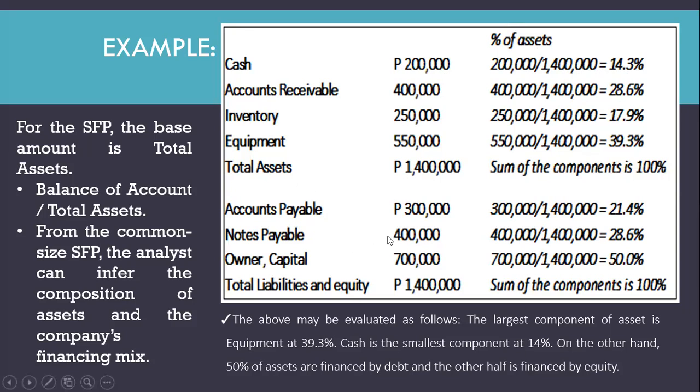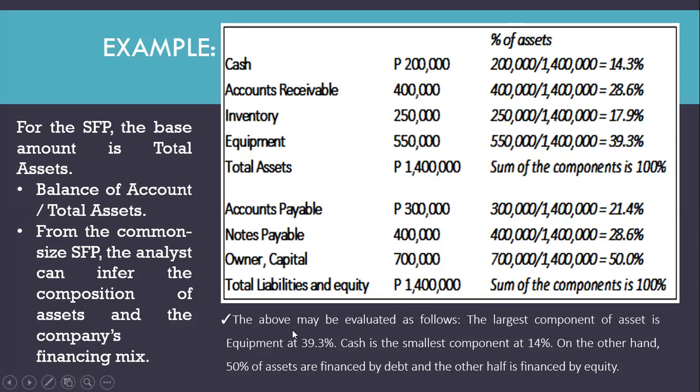Then, dito naman po sa liabilities and owner's equity, di ba? So, pag-a-add lang din po natin, a total of 1,400,000. So, meron tayong accounts payable na 300,000. So, 300,000 divide mo lang sa 1.4M. So, 21.4%. So, dito na tayo sa analyzation.